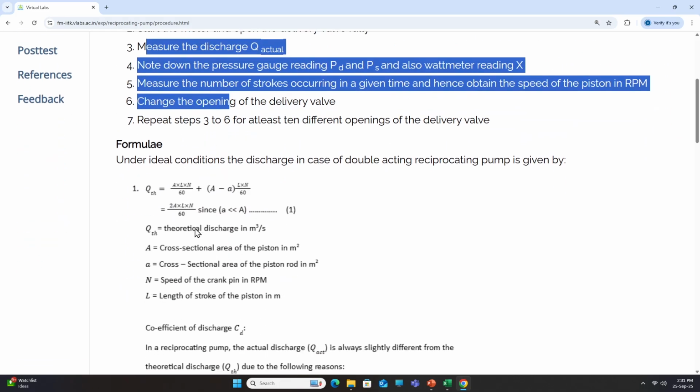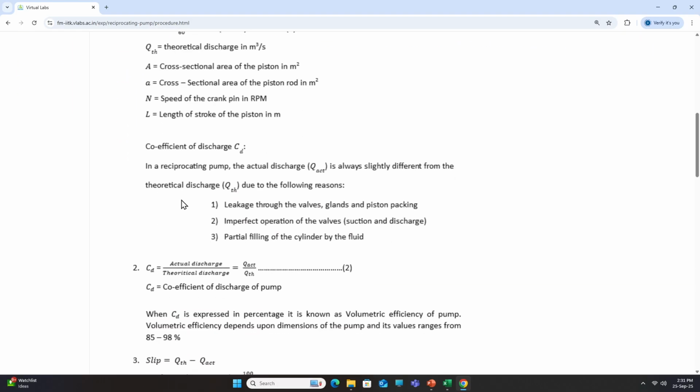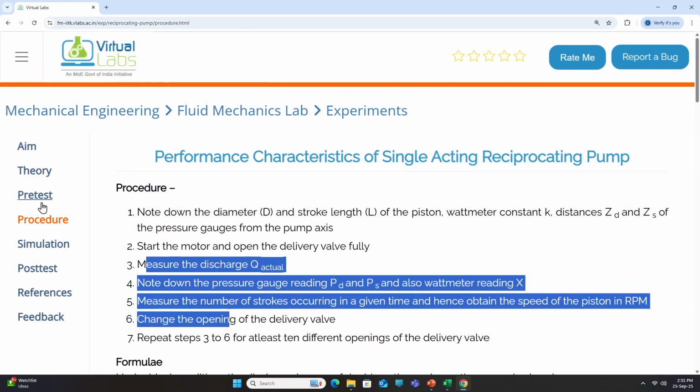Then these are the relations which are used. Theoretically, the value of Q is A into L into N by 60 plus (A minus a) into L into N by 60, where L is the length of the stroke, N is the speed of the crank pin, and small a is the cross section of the piston rod. Capital A is the cross section of the piston. This is theoretical. We will have a practical formula that is given in the simulation.